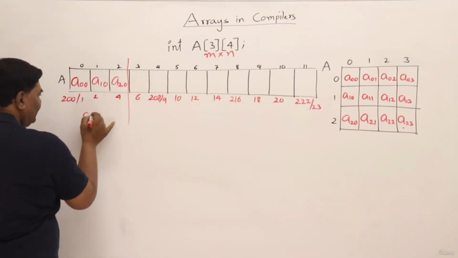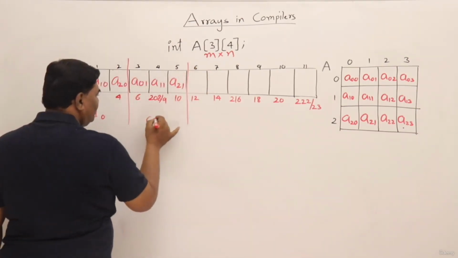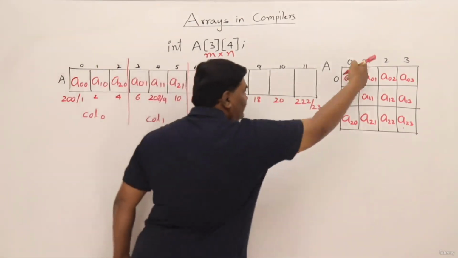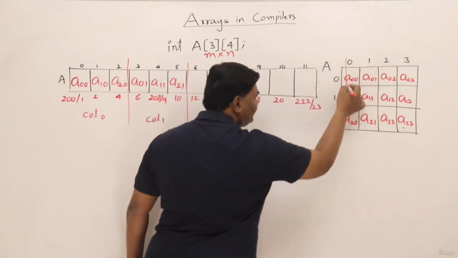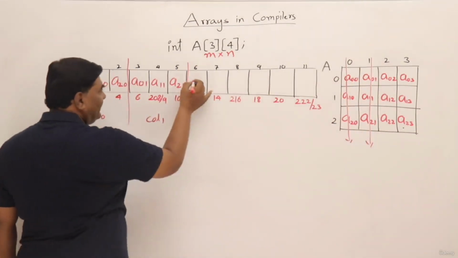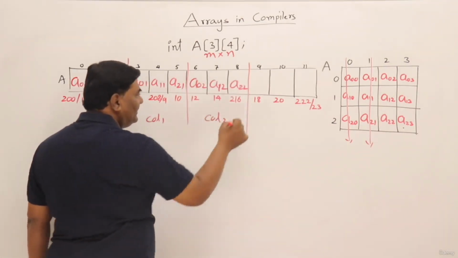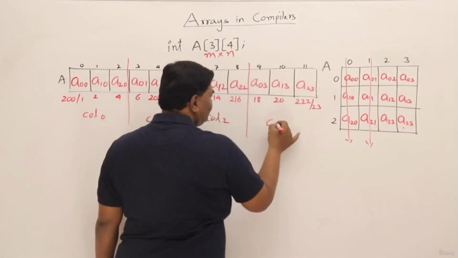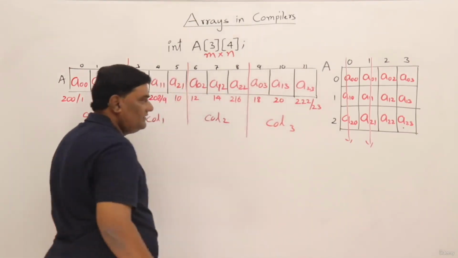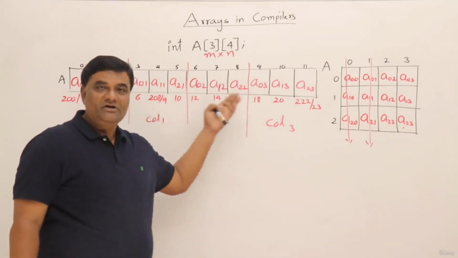This is column index 0. Then this is column index 1. These elements, so I have finished with these elements. Now the next column, A[0][2]. This is column 2. Then this is column 3. So the elements of a two-dimensional array are mapped column by column.